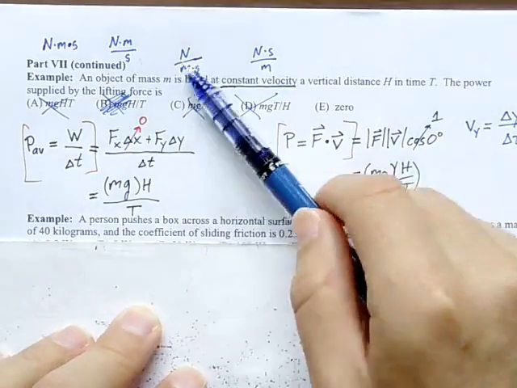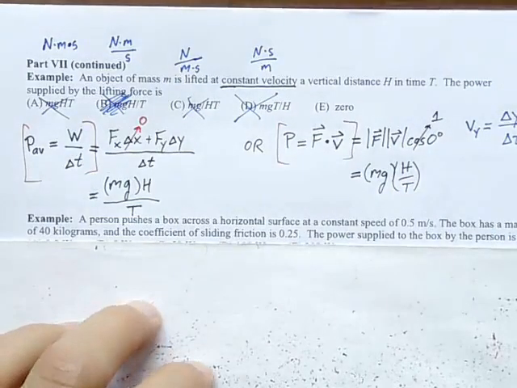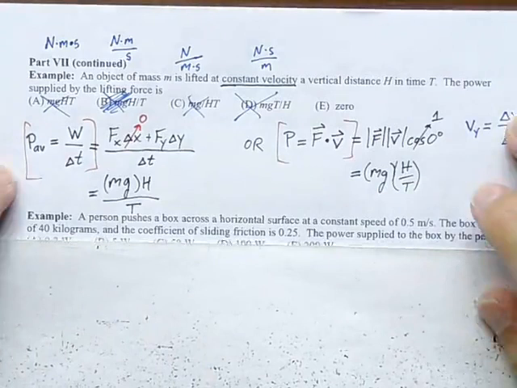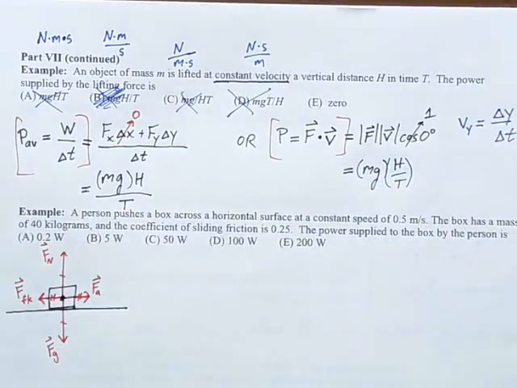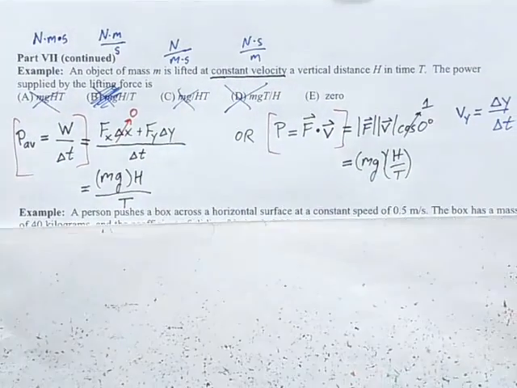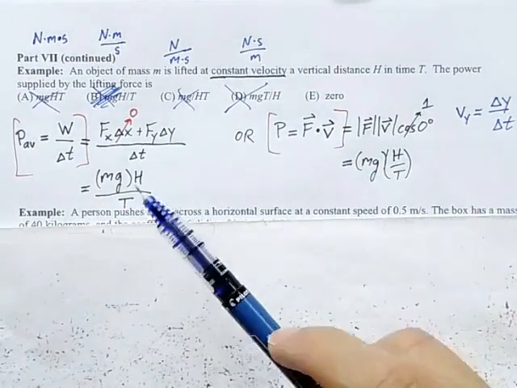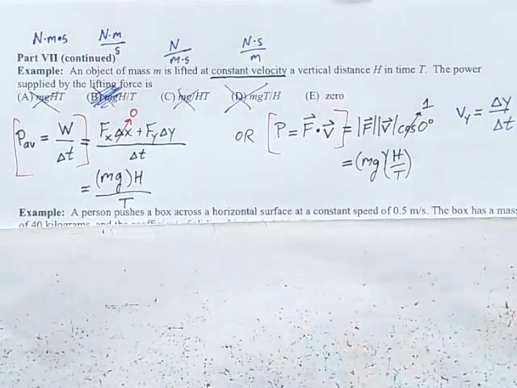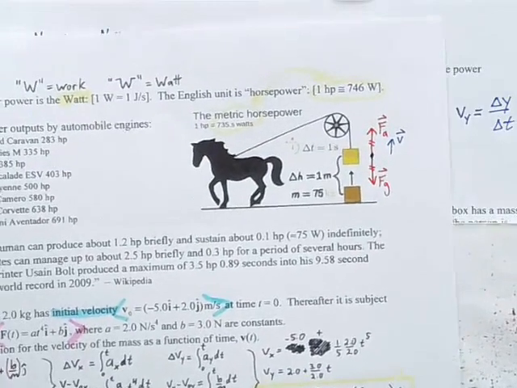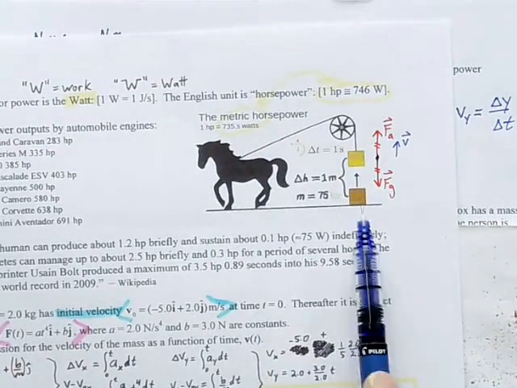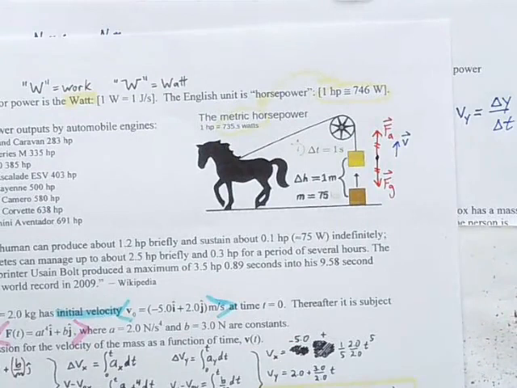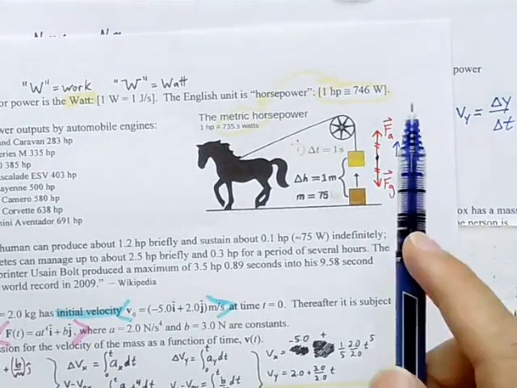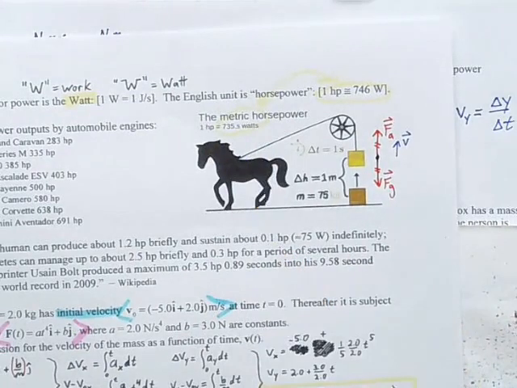Look at the dimensions of the answer. It's very, very useful. Okay, one more example problem for us to do here. Oh, wait. I know. Now that we've got this answer here, the mgh over t, I wanted to use that to revisit our horse lifting the box here once more and note where this definition of the horsepower comes from.